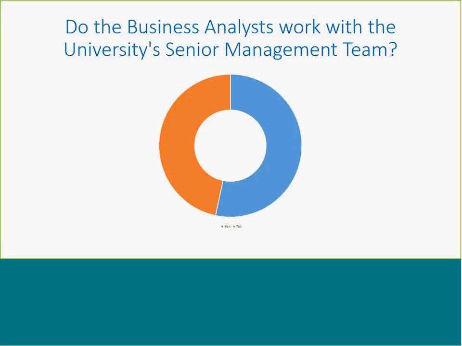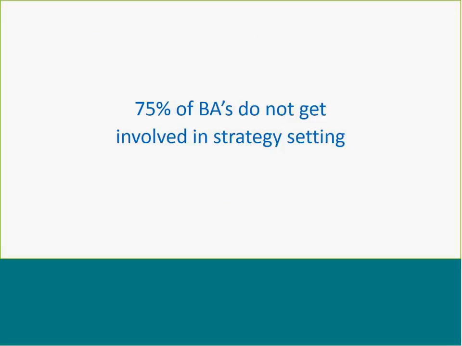Do we work with the university's senior management team? About a 50-50 split, with 53% of us working with the management team, so we're getting involved with leaders, making sure they're involved in our work as stakeholders. Around 75% of BAs aren't getting involved in the strategy setting, so that's showing us that we're not involved in the setting of strategy and all the work that goes into that. We're involved in post-strategy setting and implementation, so all the projects and streams of work that come out of strategy being set.